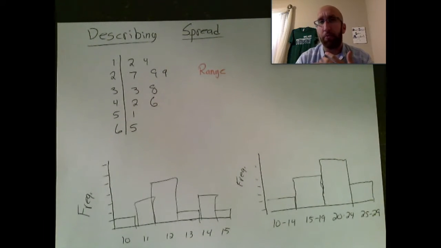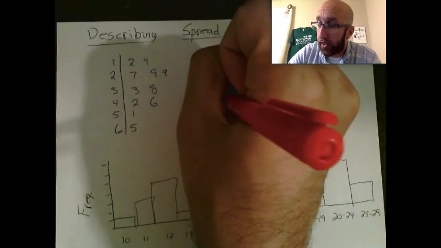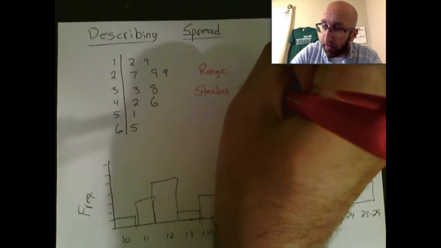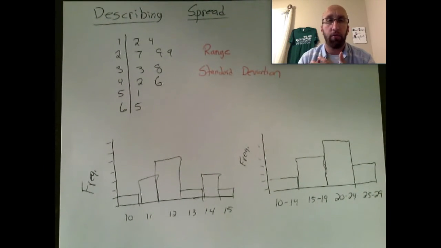Another option is, since we have all the specific data values, we actually know every single point in our data set. Other things you could do is you could talk about standard deviation. So that is another option. But remember, you can only do standard deviation if you have the specific values, okay?